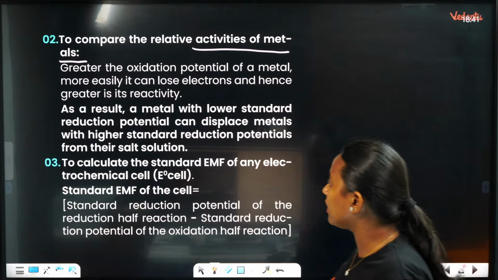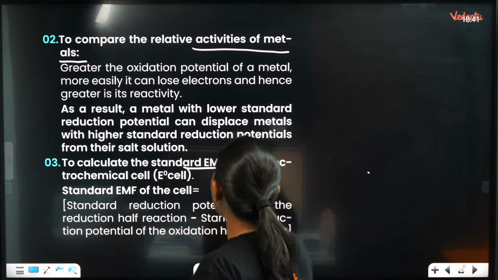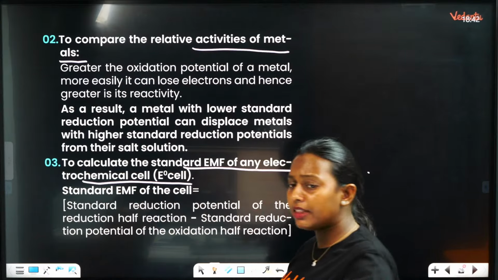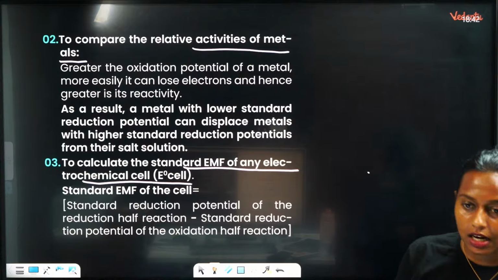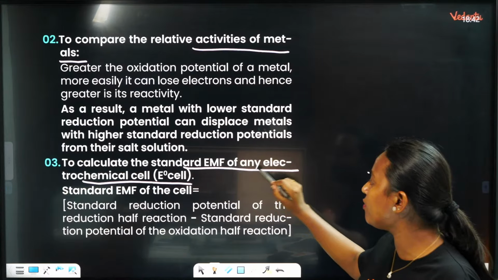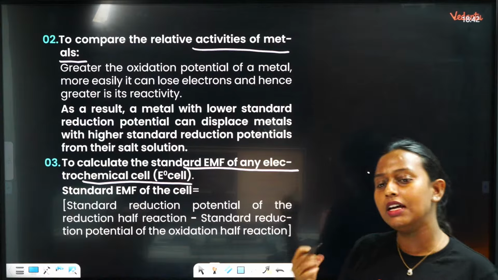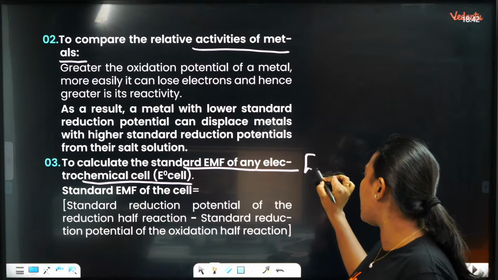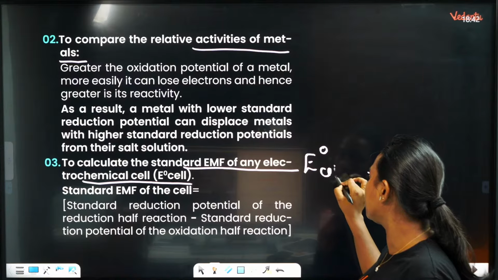Third one, to calculate the standard EMF of any electrochemical cell. For any electrochemical cell, we can calculate the E0 value.